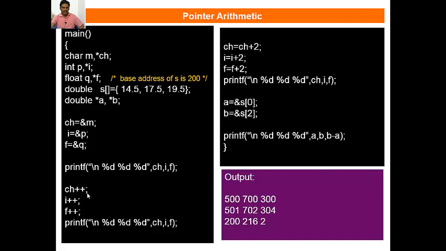Then here we increment ch++, because ch, i, f are all pointer variables. ch++ means it is increased by 1.